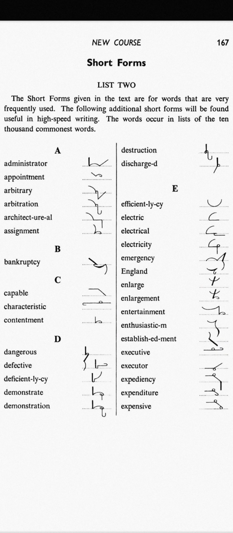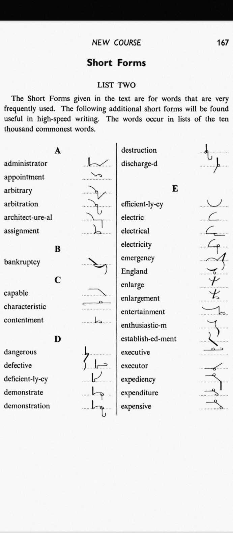D stroke on the line, S circle, TR with shun hook is used here through the line for destruction. D stroke on the line with S circle with J stroke through the line for discharge or discharged. F stroke on the line, upward ish is used here on the line for efficient, efficiently, efficiency.